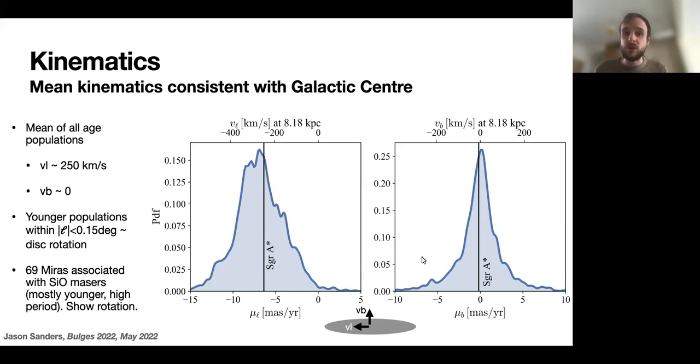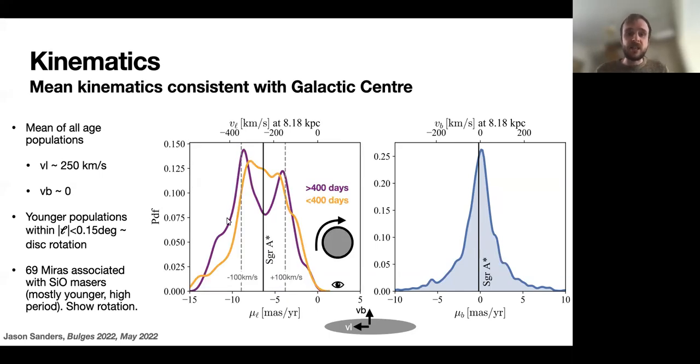So we have two components of the proper motion, the in-plane proper motion and the vertical out-of-plane proper motion. And in the mean, both show kinematics consistent with location at the galactic center. So they have means consistent with the proper motion of Sagittarius A*. And you can see here on the right that there is a very cold component to the kinematics.